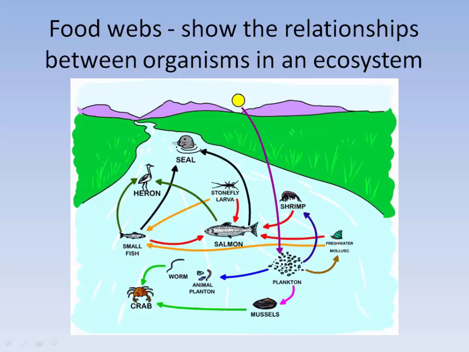We can also use a food web to determine what would happen if one of the populations in the community disappeared. Who would suffer if the salmon disappeared? Well, the seals would, because they get energy from salmon, and the heron would suffer because the heron gets energy from the salmon also.